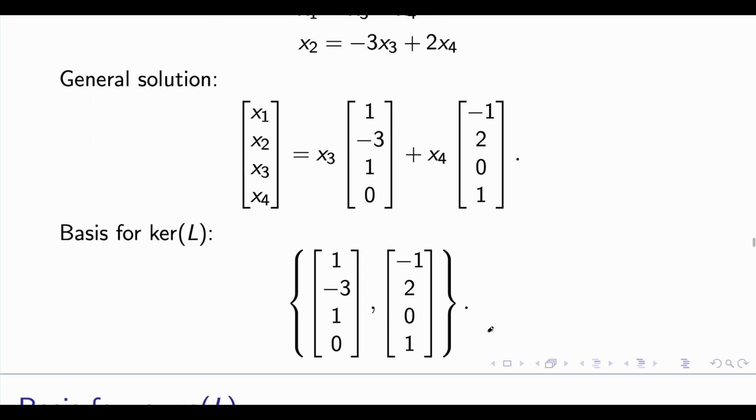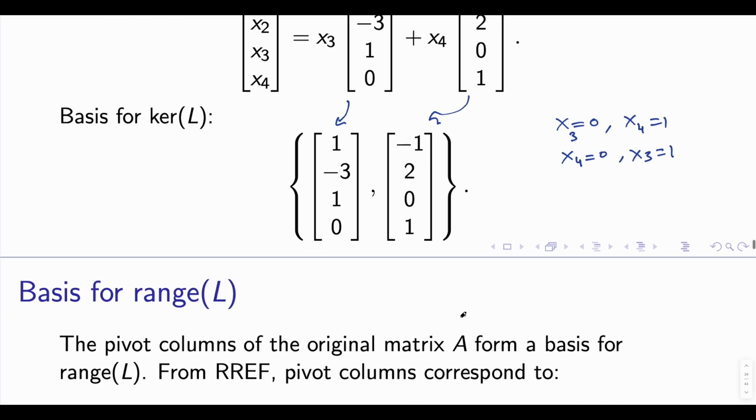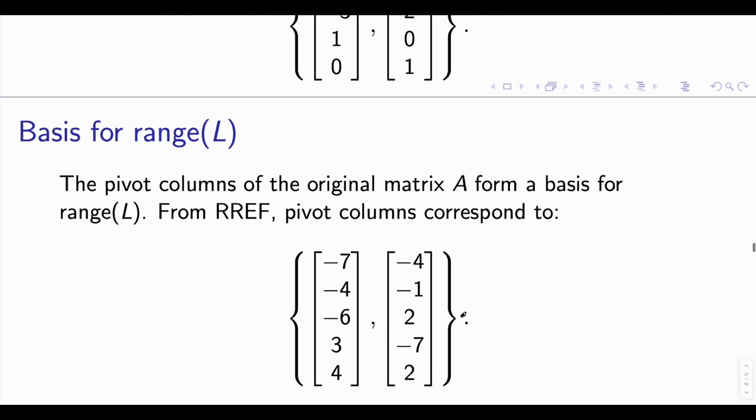And then you can say that these two vectors are the basis, by setting x3 as 1 and x4 as 0, and then x3 as 0 and x4 as 1, right? Once you set it, you will get these two columns, right? So the basis for the kernel has 2 elements, so the nullity will be 2 basically here, right?